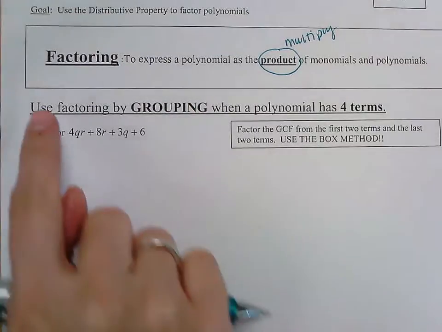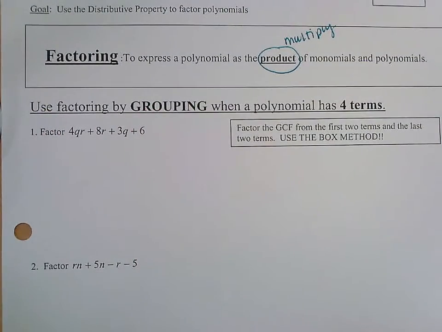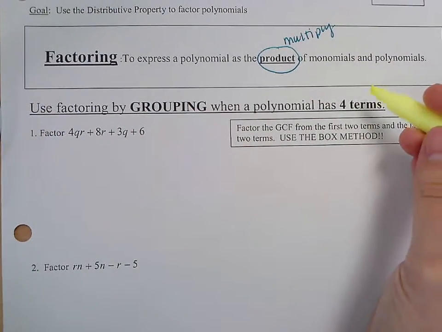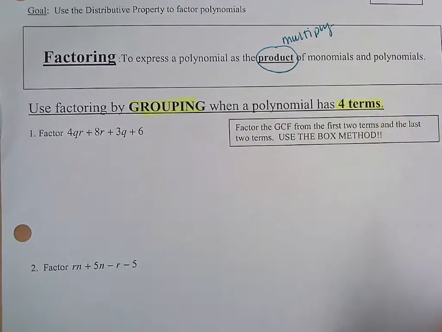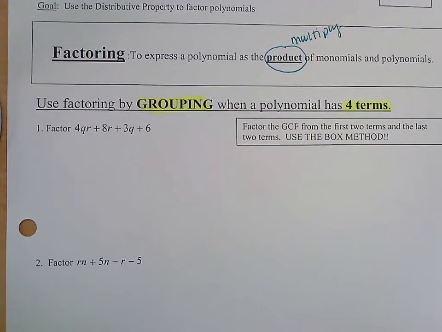Then, factoring by grouping, we use this method when a polynomial has 4 terms. So grouping is when your given polynomial has 4 terms. Terms, remember, are separated by addition and subtraction.